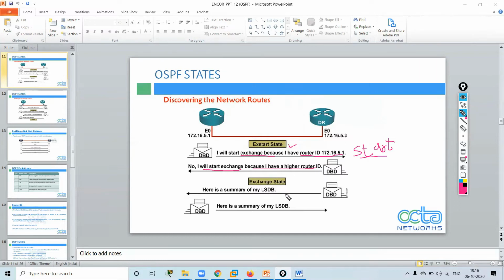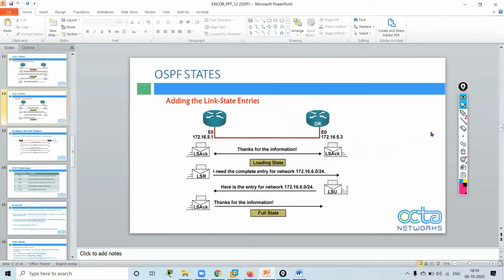In the exchange state they will exchange the database. You can see here link state database, also called DBD, database description. Both are the same, just given different names: link state database, or DBD. So here is my summary of the LSDB. Then A will also send its DBD. All the routers within an area will have the same database table. Got it?